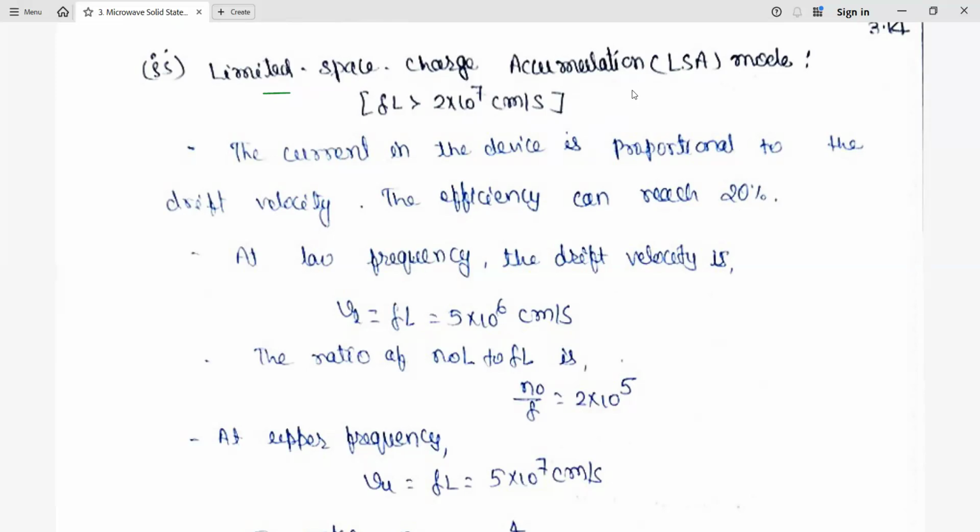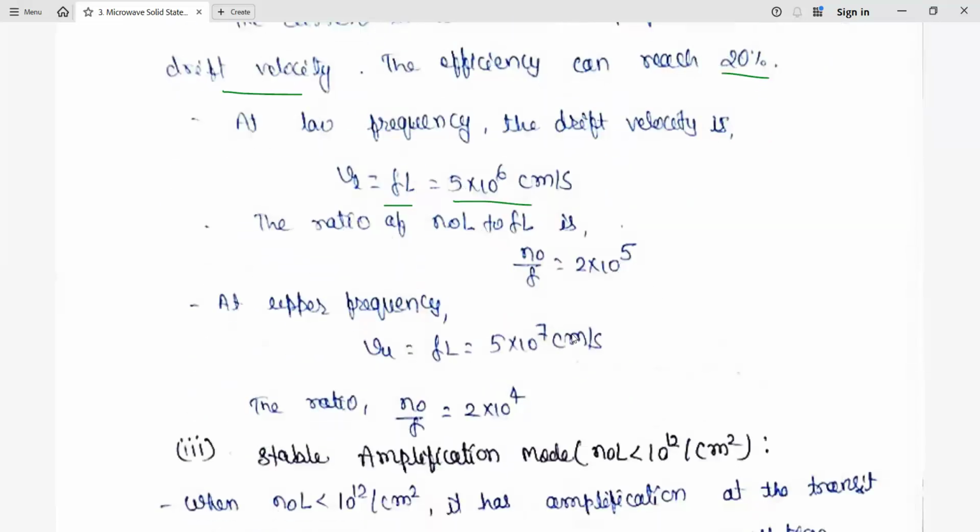So in Gunn oscillation, we have seen 3 sections. This is apart from the limited space charge mode. Here the FL value is greater than 2 into 10 to the power 7. So that portion we have seen. Okay. So current in this device is proportional to the drift velocity, and efficiency we are able to reach is about 20%. And at low frequency, the drift velocity FL is 5 into 10 to the power 6 centimeter per second.